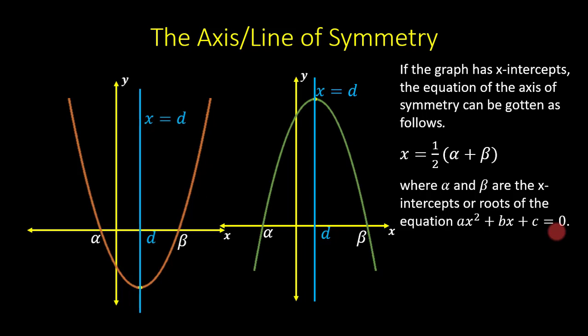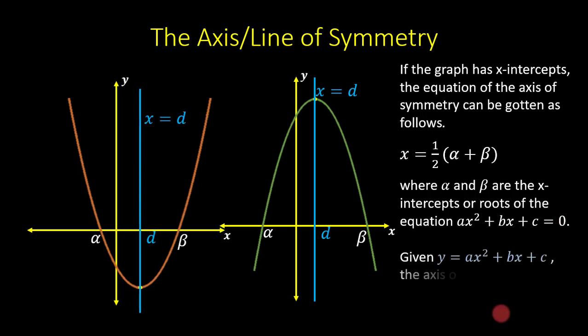Now, in case there are no x-intercepts, look for two x values that have the same corresponding y value. Add those two x values and divide by 2, and that will give you the right-hand side of the equation of the axis of symmetry.